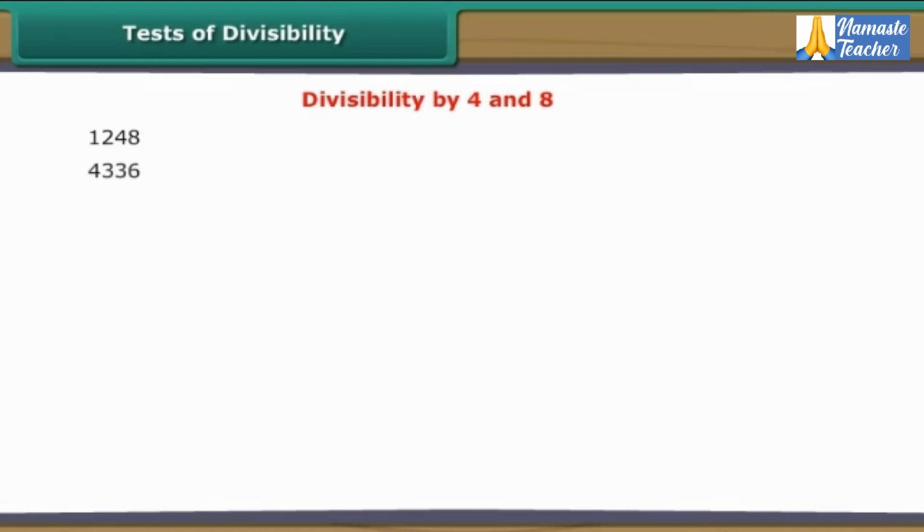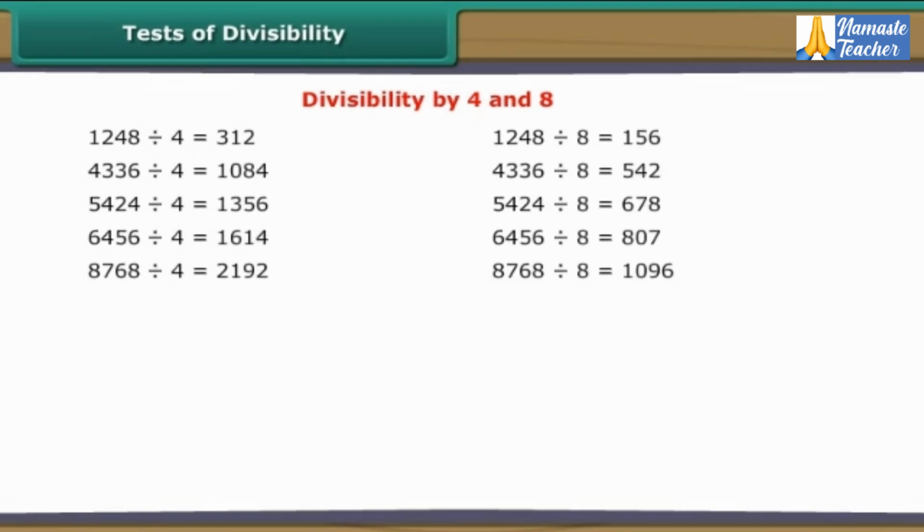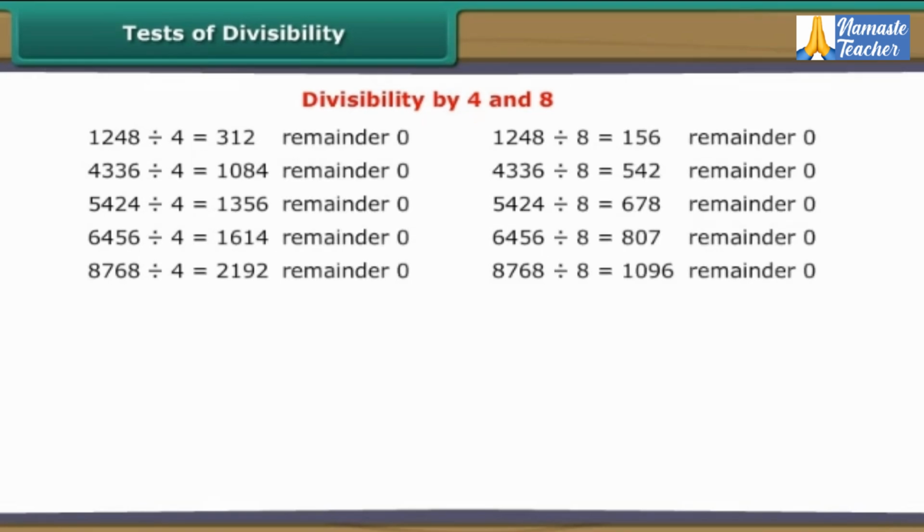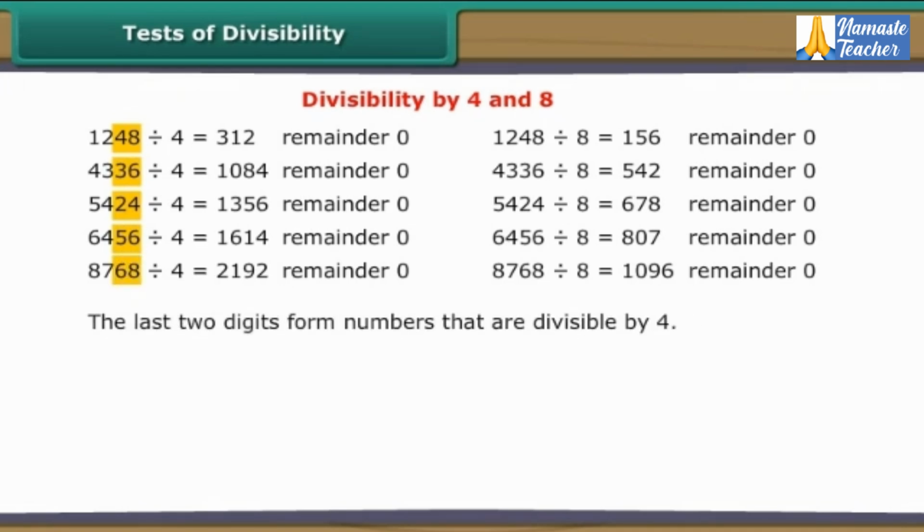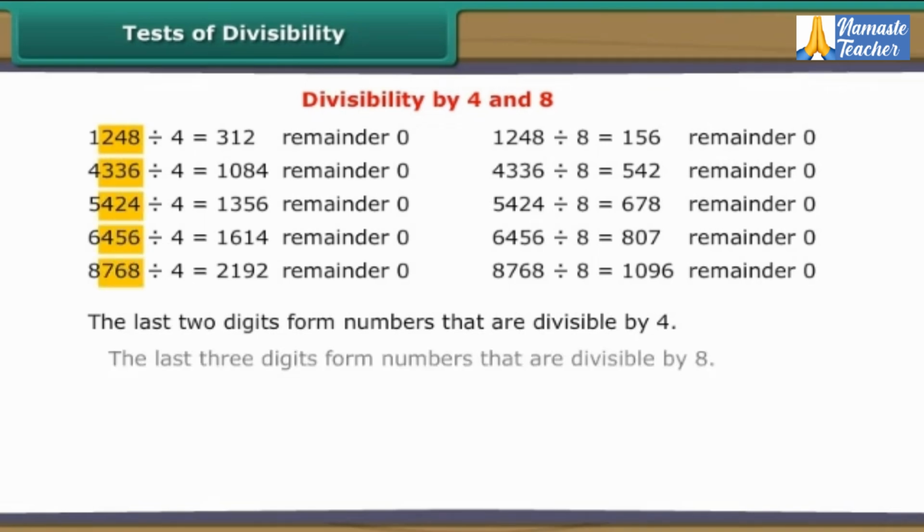Consider some numbers: 1,248, 4,336, 5,424, 6,456, 8,768. Let us divide them by 4 and 8. 4 and 8 divide them all exactly, leaving no remainder. Consider the last 2 digits of the numbers: 48, 36, 24, 56, 68. The last 2 digits form numbers divisible by 4. Consider the last 3 digits of the numbers: 248, 336, 424, 456, 768. The last 3 digits form numbers divisible by 8.